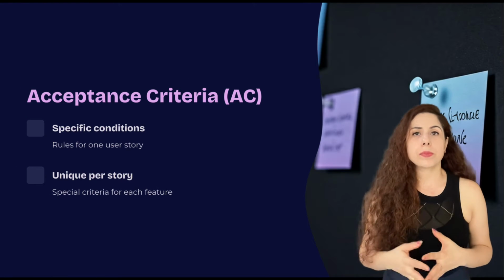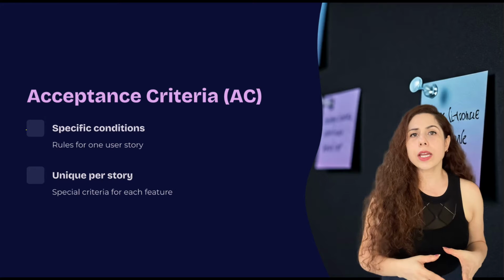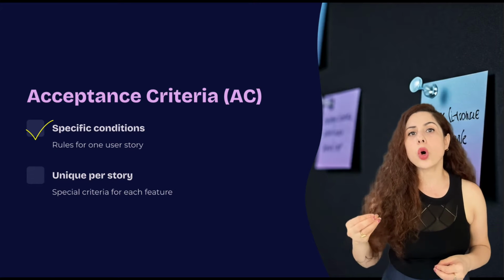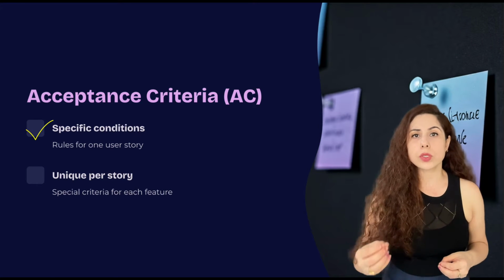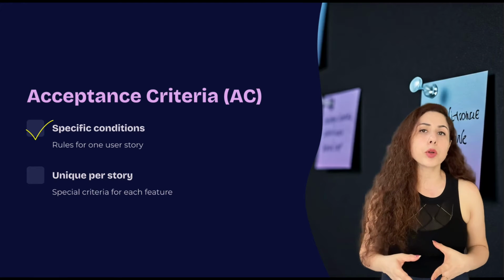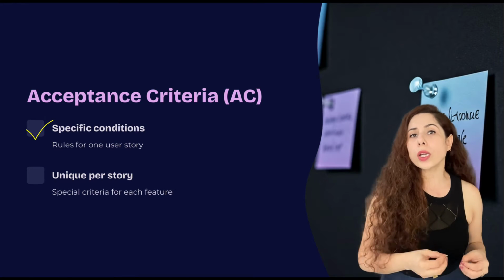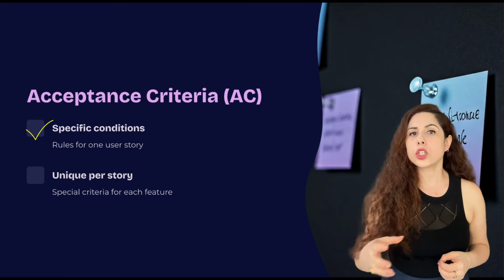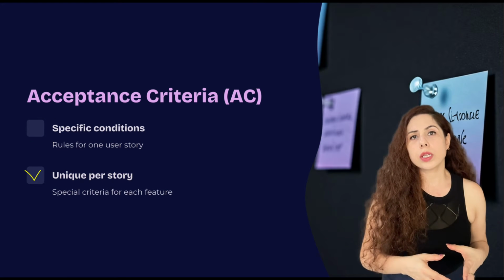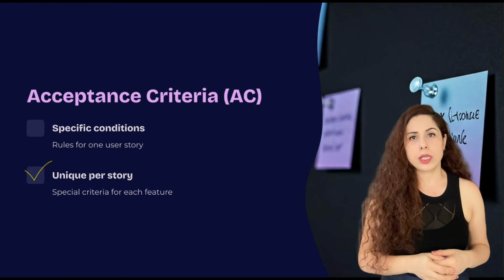Now what is acceptance criteria? Acceptance criteria are the specific conditions or rules that apply to one user story. They help the team and the product owner agree on what exactly this user story should do. For every user story, there is a special acceptance criteria.